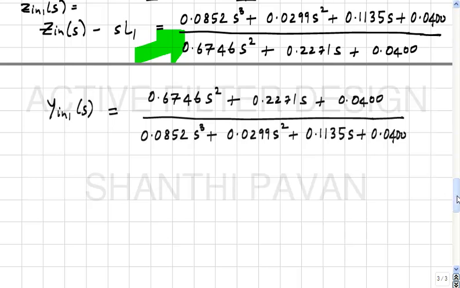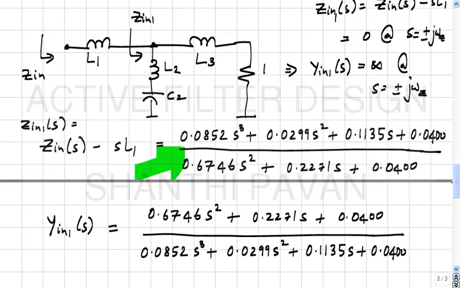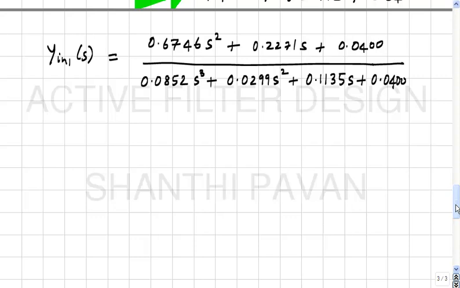Now Yn1 of s, we know that Yn1 of s has a pole at omega z1, and where do you think that pole is coming from? It is coming from the series arm L2 C2. And what is the admittance of the series arm? So this has a pole at plus minus j omega z, correct?